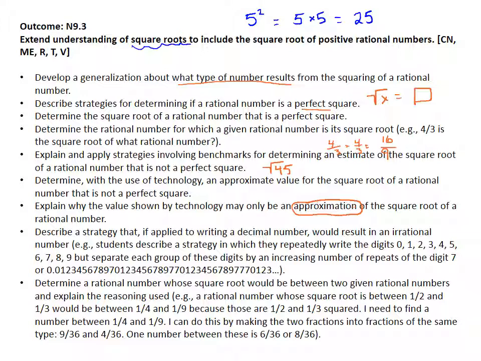Determine a strategy, if applied to writing a decimal, would result in an irrational number. So you could have a number like this. Oops, where's my mouse? There we go. This number just keeps on going and going and going. You can tell by the ... at the end. Determine a rational number whose square root would be between two given rational numbers. So I've got that activity coming right up. Let's have a look.